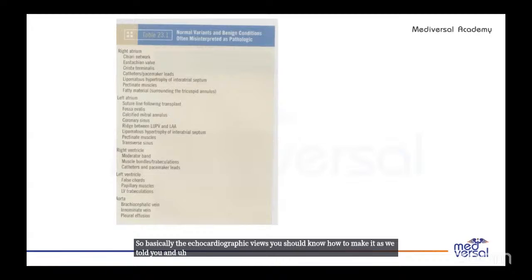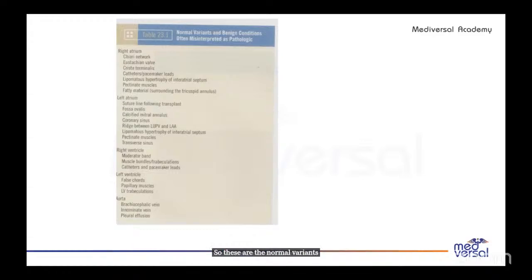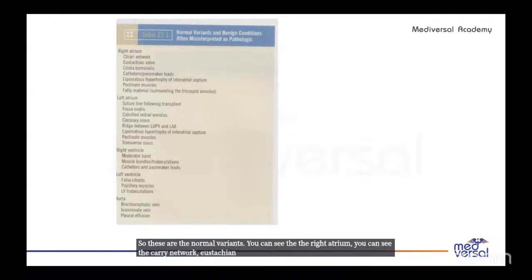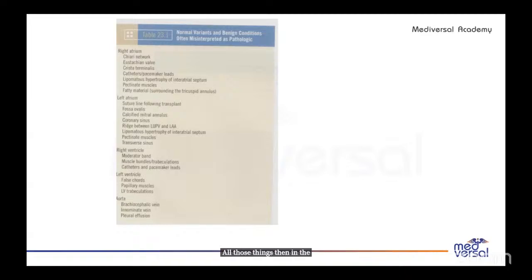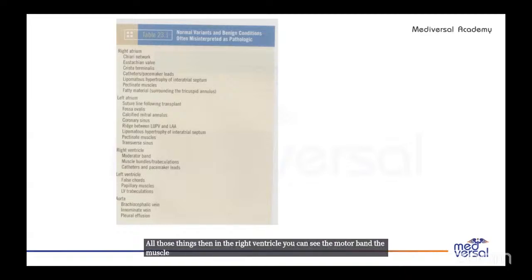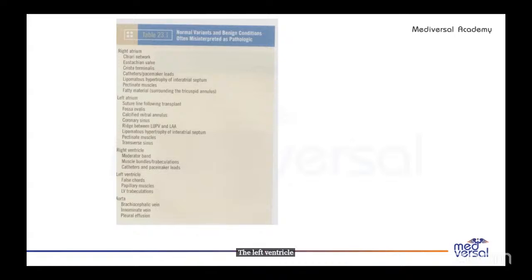And normal variants you can see, which we can show you sometimes when we will be showing you live patients. So these are the normal variants. You can see the right atrium. You can see the Chiari network, eustachian valve, crista terminalis. Then in the left atrium, you can see the suture line, fossa ovalis, calcified mitral annulus, all those things. Then in the right ventricle, you can see the moderator band, the muscle bundles, the left ventricle. In the aorta, you can see the brachiocephalic vein and innominate vein.